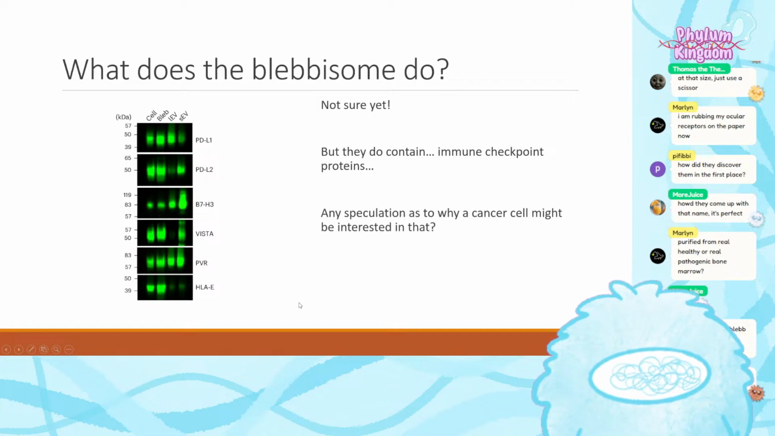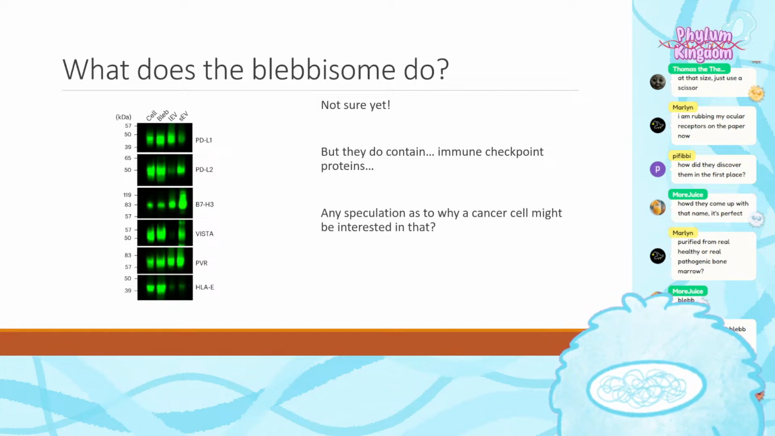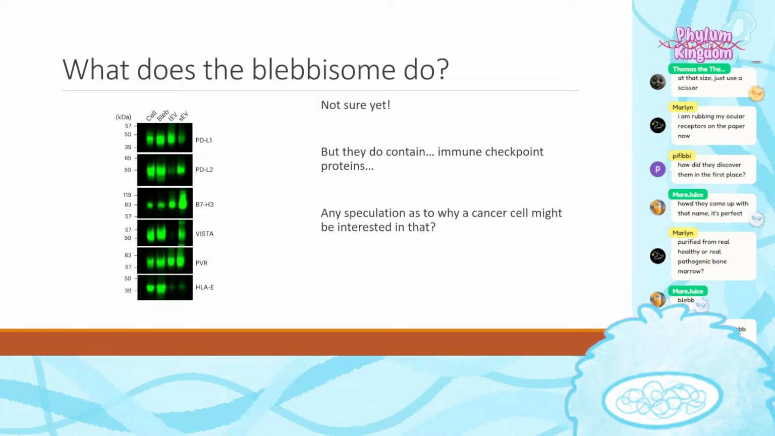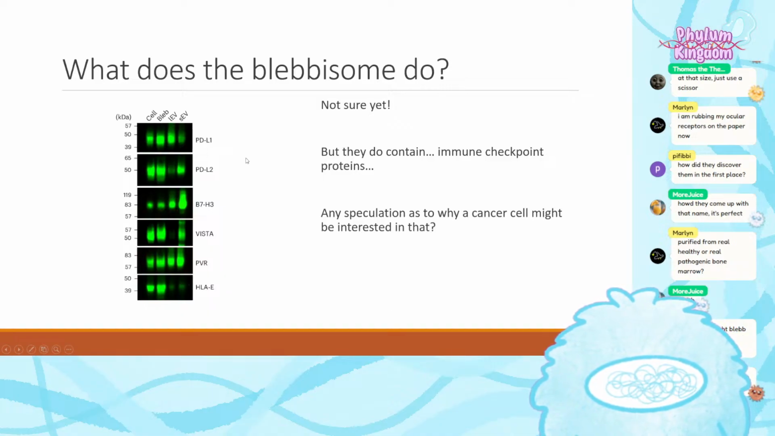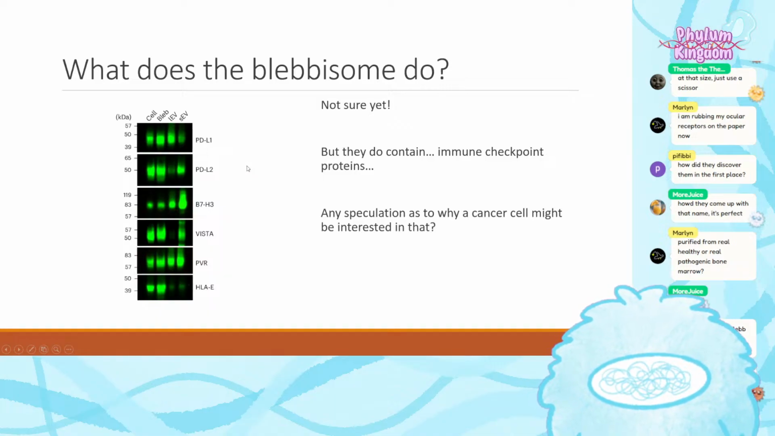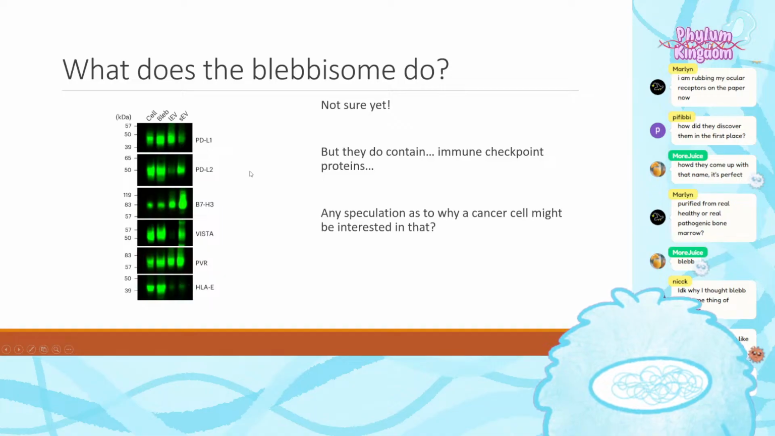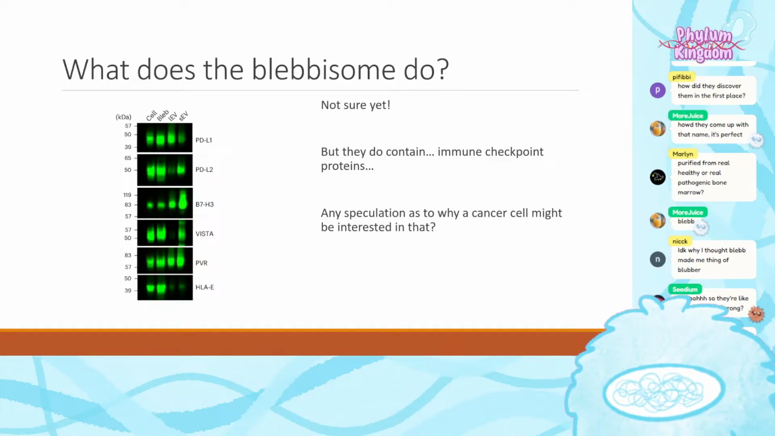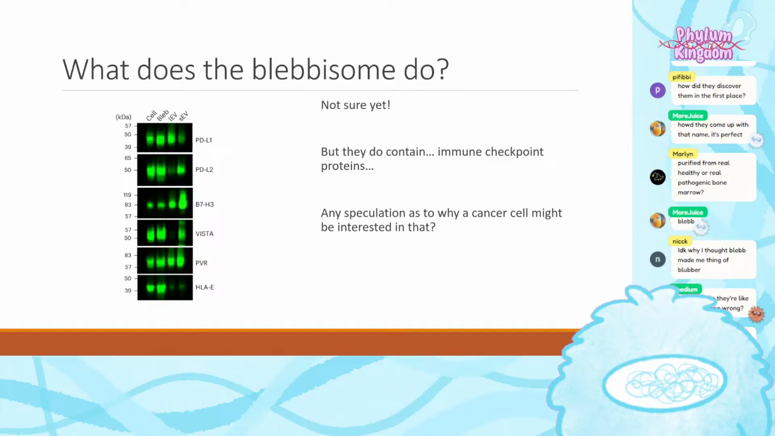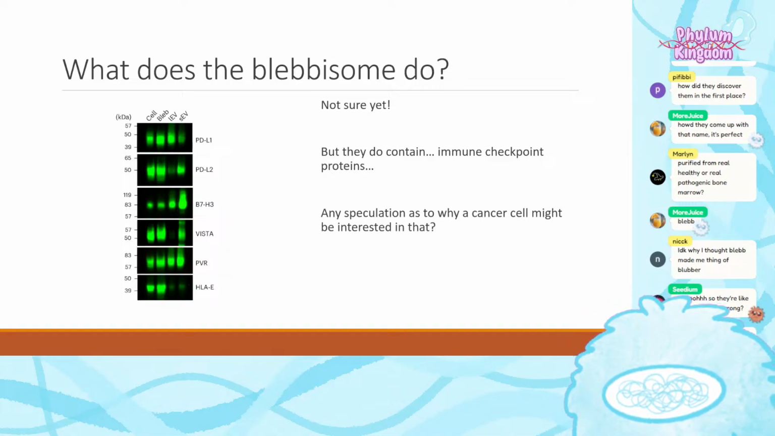Okay, so what does the blebosome do? Well, we don't really know yet, right? This is an exploratory paper just describing some of the properties of the blebosome, but something that this paper does discover is that the blebosomes contain a lot of immune checkpoint proteins, a lot of proteins that tame the immune system, which is pretty interesting. And so is there anybody in chat that might speculate why a cancer cell might be interested in stuffing these extracellular vesicles full of proteins that can tame the immune system?